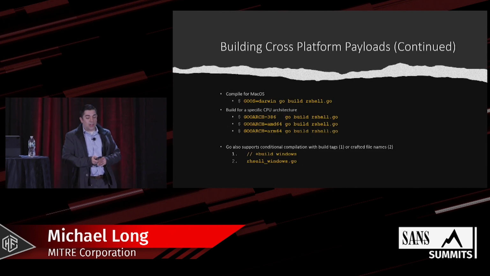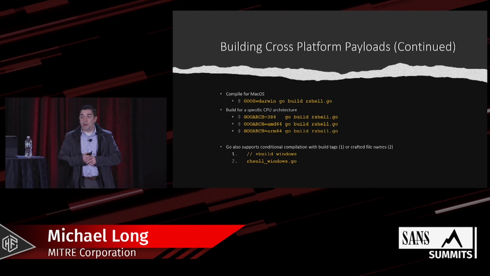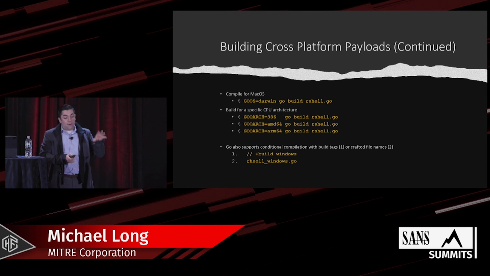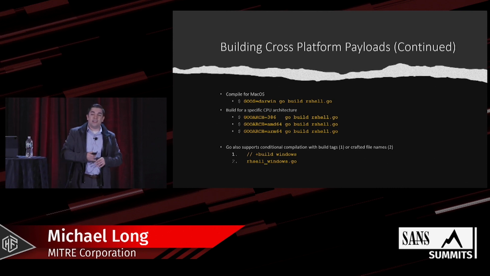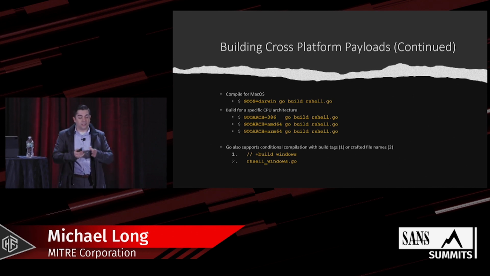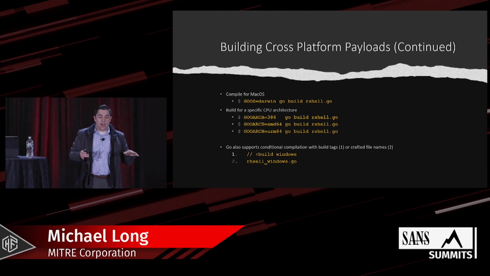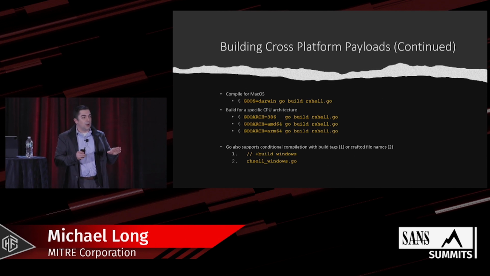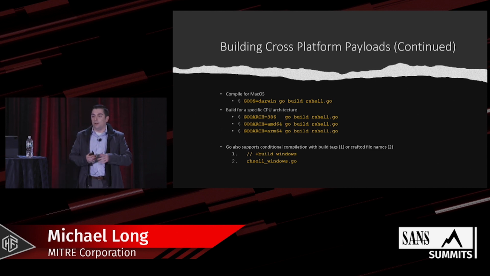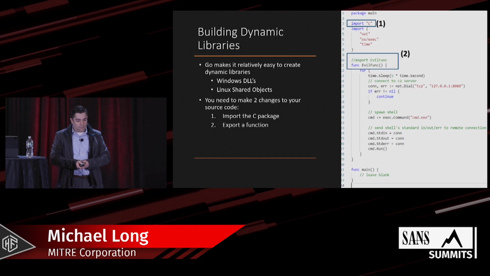On this slide, I show more examples, how to target macOS with Darwin Mach-O binaries. And I've also got several commands showing how you can target different CPU architectures, everything from 386, Intel 64, and ARM 64, just as some examples. Finally, at the bottom, I show a couple of examples of how you could do conditional compilation. You probably won't do this for small projects, but if you have a large code base, using some of these build tags or crafted file names will be really helpful in compiling cross-platform code.